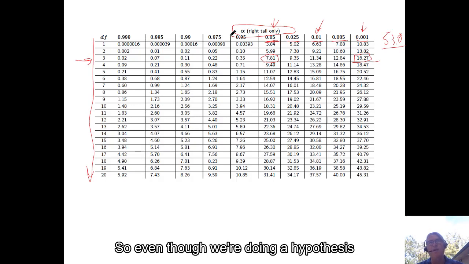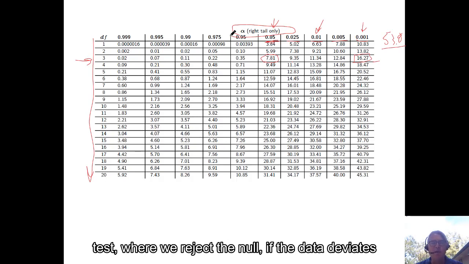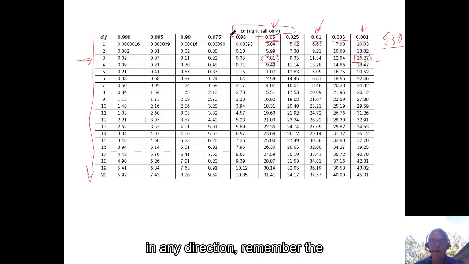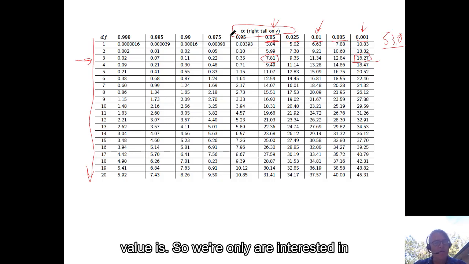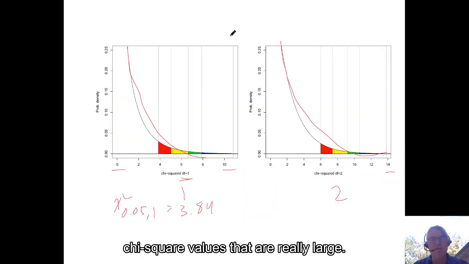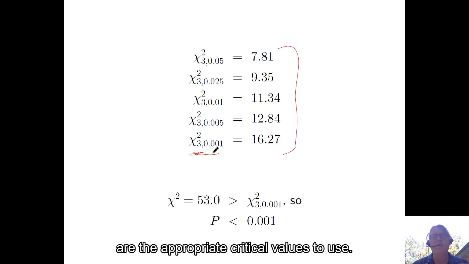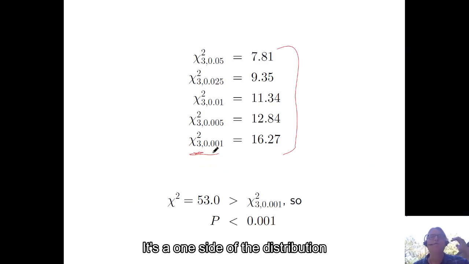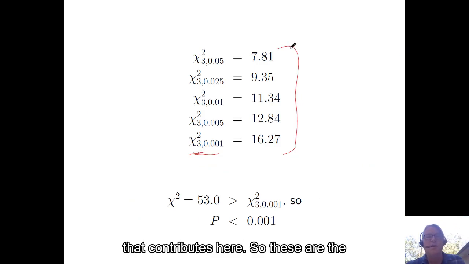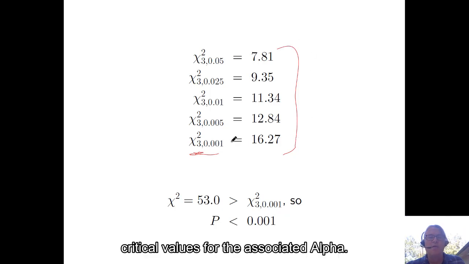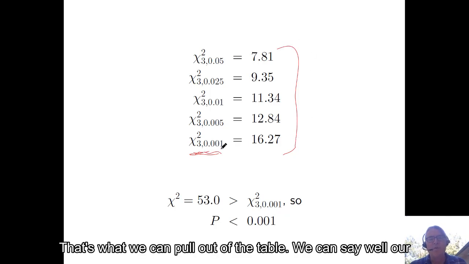So even though we're doing the hypothesis test where we reject the null if the data deviates in any direction, remember, the more the data deviates from expectations, the larger the chi-square value is. So we are only interested in chi-square values that are really large. These are the appropriate critical values to use. It's one side of the distribution that contributes here. So these are the critical values for the associated alpha. That's what we can pull out of the table.